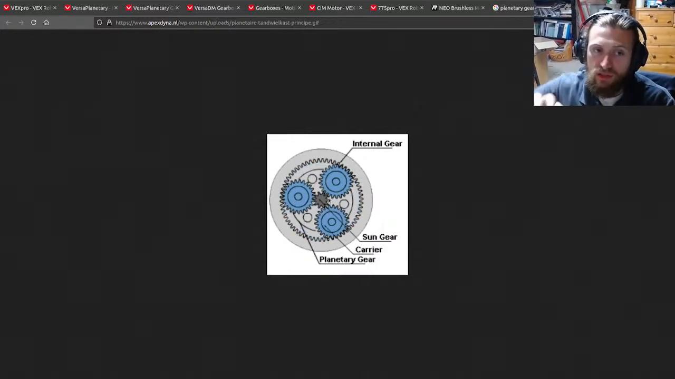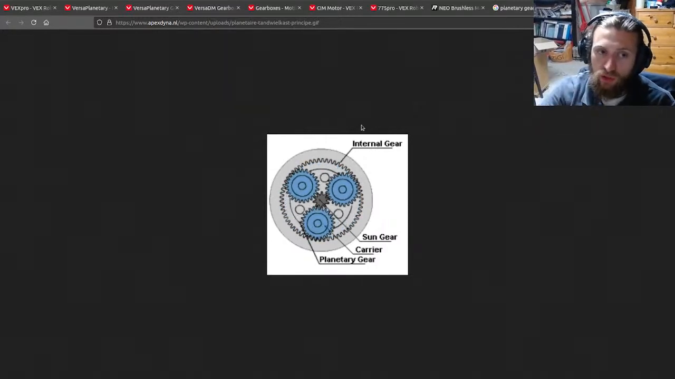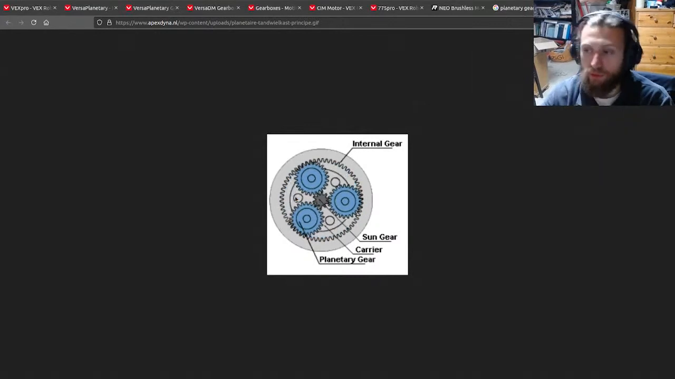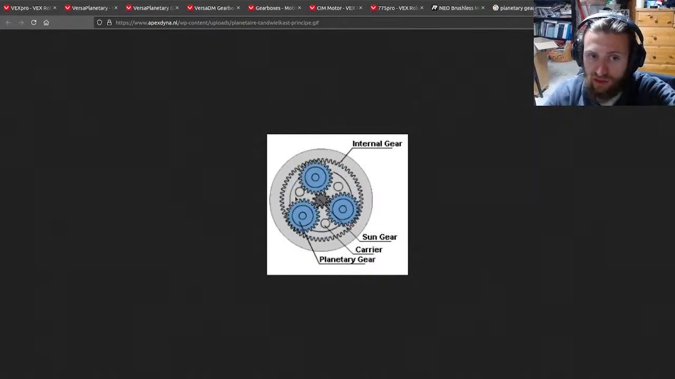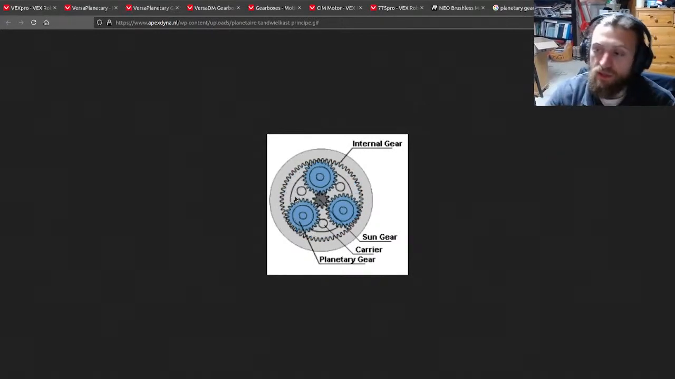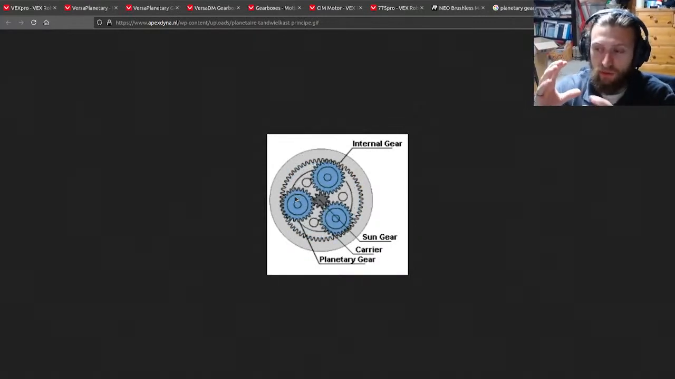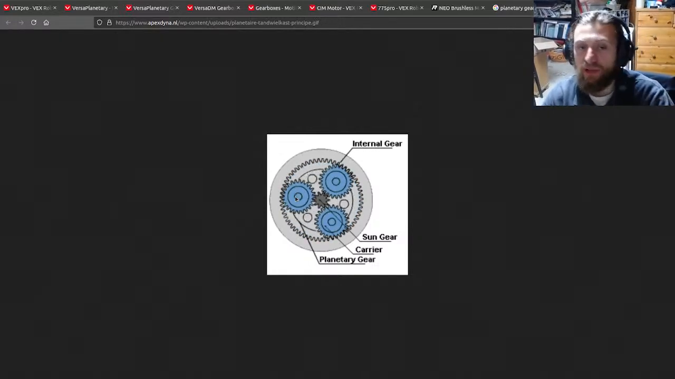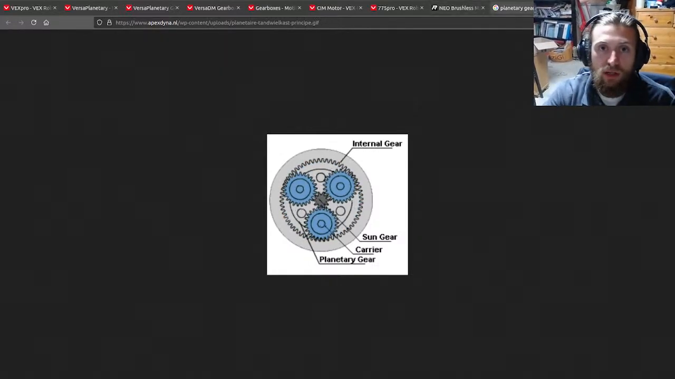The planets rotate along the internal gear, so they use the spline on the outside, and then they spin the carrier. And then the carrier would have a little gear on it, like the sun gear here, and it would spin the next stage. So that's how ours is going to work. There's going to be one stage that spins the carrier. The carrier is going to have a little pinion on it, and it's going to spin the next stage. And then that carrier is going to spin the output shaft.